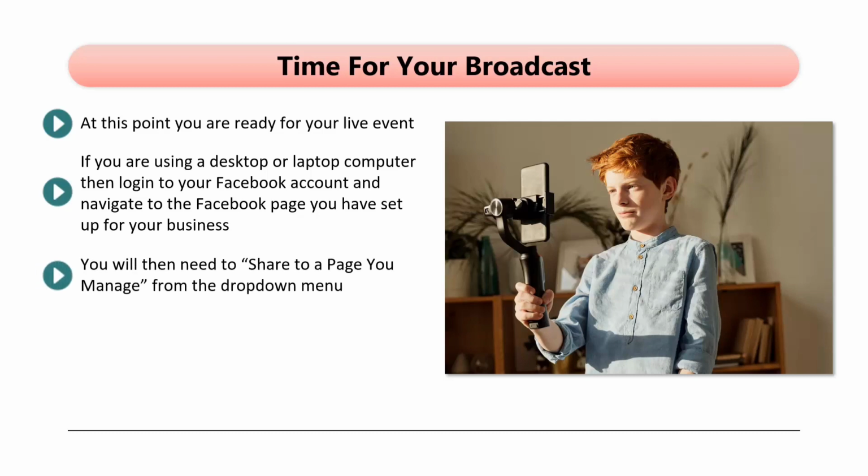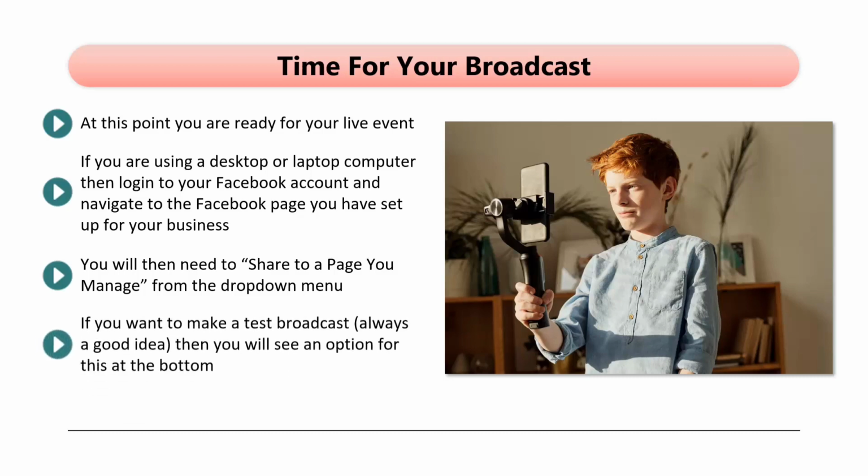You will then need to share to a page you manage from the drop-down menu. Use the second drop-down menu to choose your Facebook page. Now you can add a title for your live event and a description. This is very important, so use attractive copy here. After this, you tag people, add a feeling, add a donation button, and check into a location. If you want to make a test broadcast, always a good idea, then you will see an option for this at the bottom. By using this feature, you can test your presentation and interactive elements before you go live.